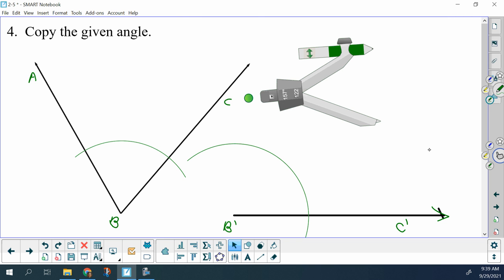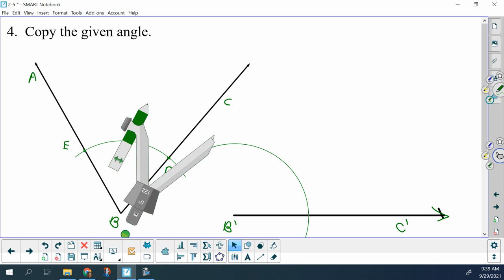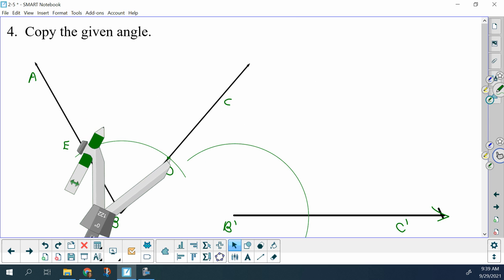Right, just for our notes, that's all I have to do. On ray BC, we're going to call this point D, and we're going to call this point E. Because now, when you're looking at your notes, you'll see what we did. We want to measure from where to where? D to E, very good. So take your compass. Measure from D to E.